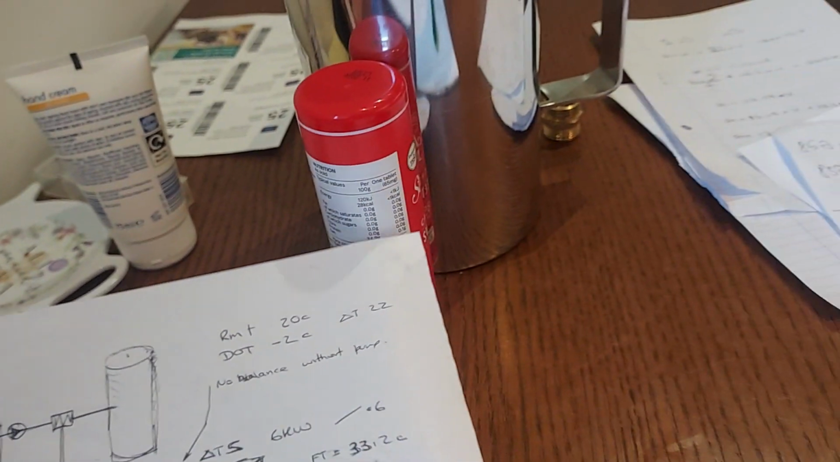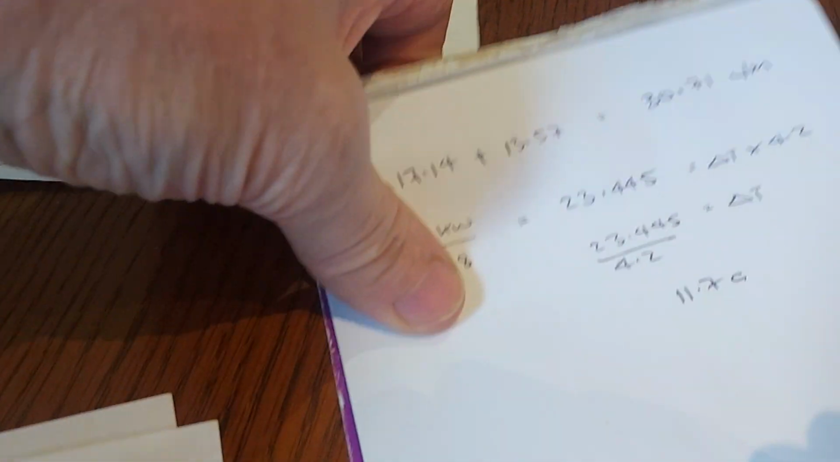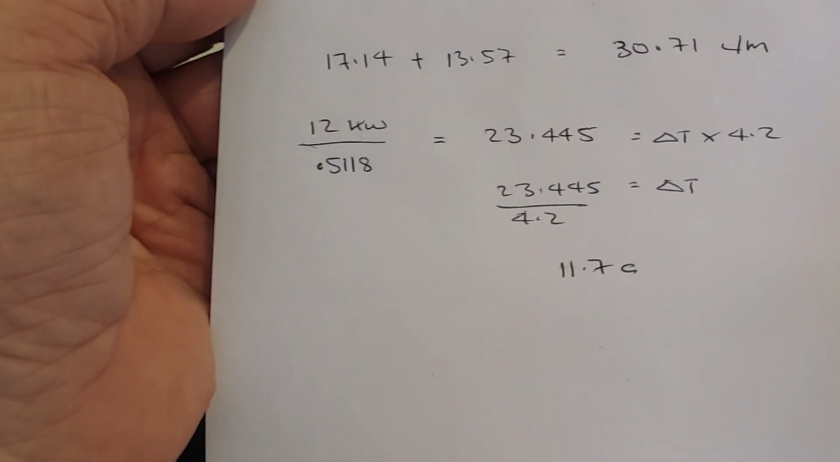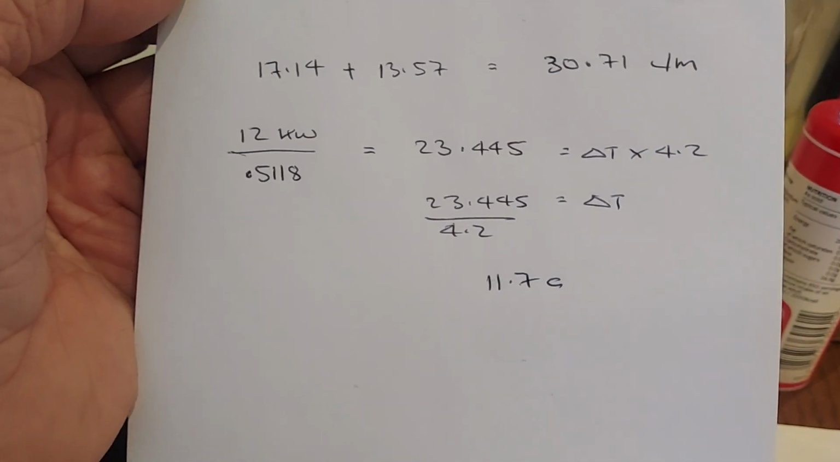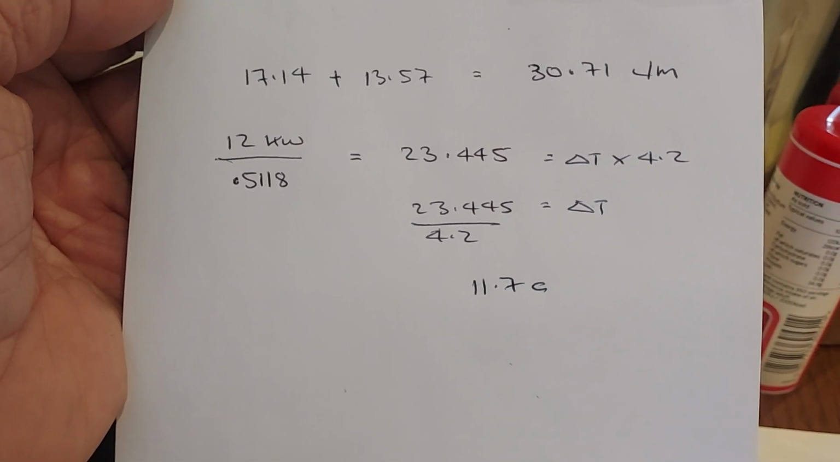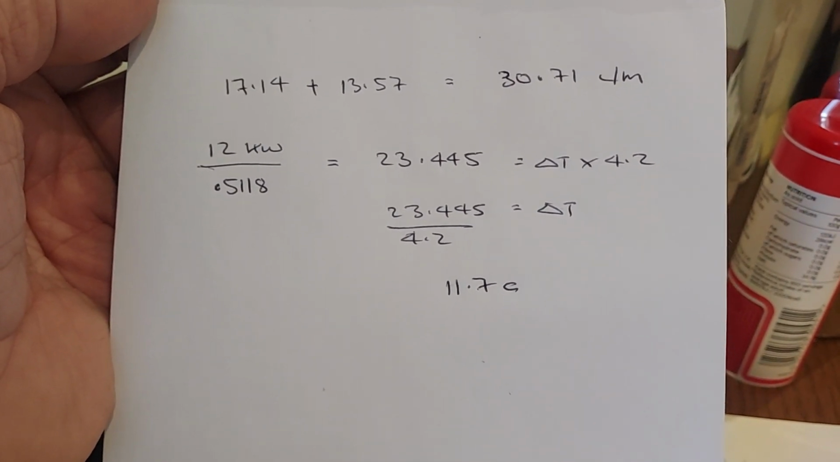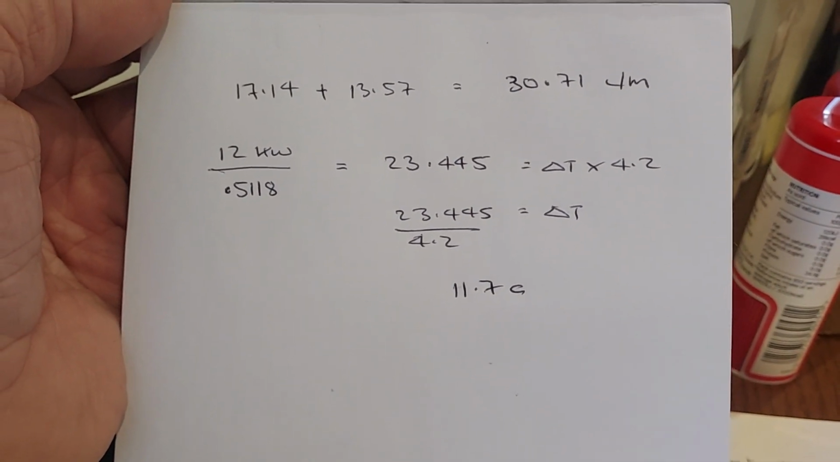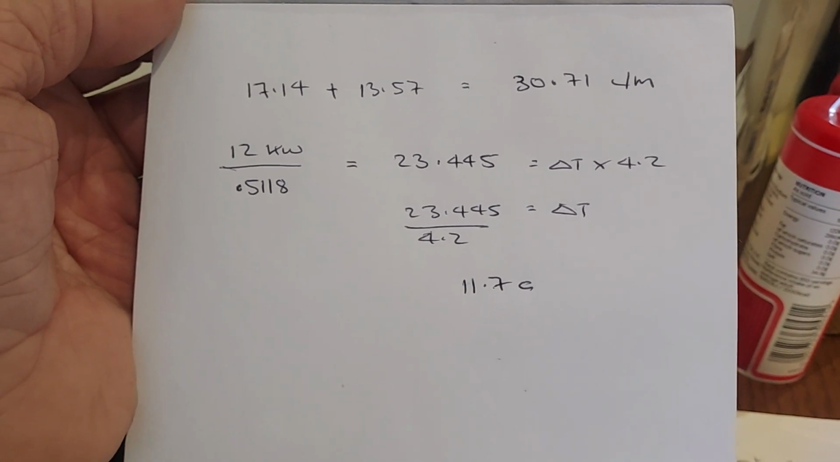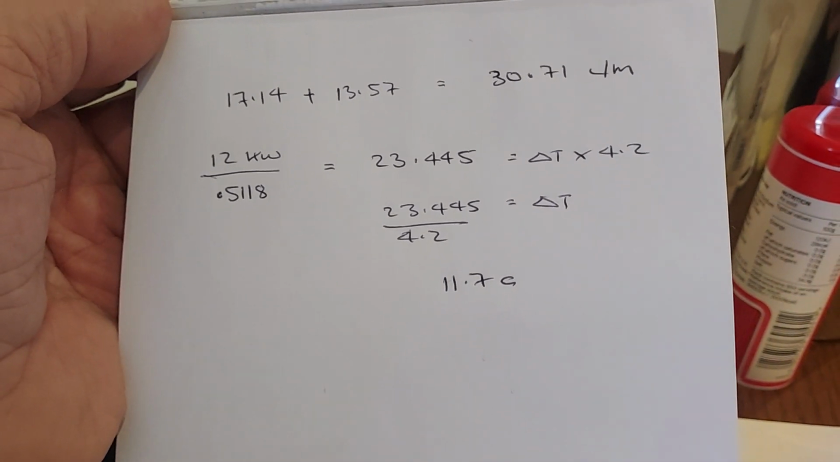So then if we use a mass flow rate calculation or volumetric flow rate calculation, we can find out that for this system to have emitters running at delta T5, the heat pump would have a delta T of 11.7. So what would we do? Well, obviously the heat pump, we really need to be delta T5.